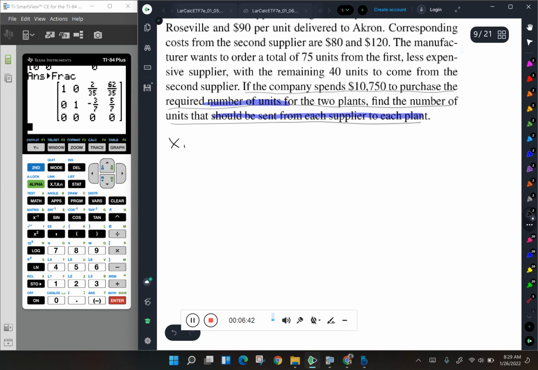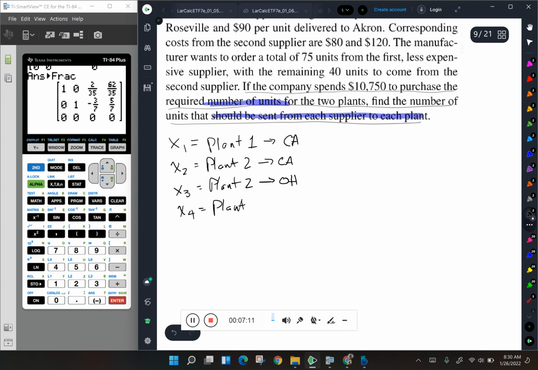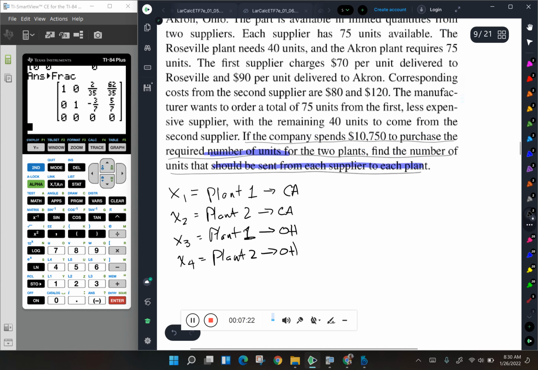I need an x1, which would be plant 1 to California, an x2, which would be plant 2 to California, an x3, which would be plant 2 to Ohio, and an x4, which would be, oops, that should be plant 1 right there, shouldn't it? From plant 1 to Ohio. There we go. Okay, well, that's not too bad.